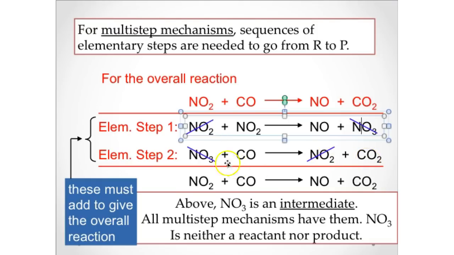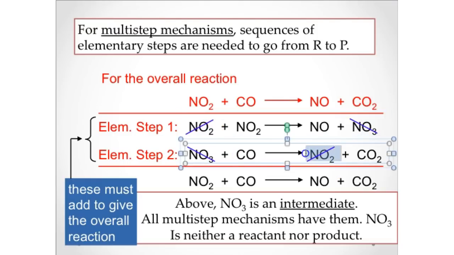Once you cancel all the substances that are found on the left and on the right, for example, NO2 is here and it's also on the right here, so you cancel it. You guys learned this already, very similar to Hess's law back when we did the thermochemistry unit. And NO3, the intermediate in this case, cancels as well. Then we're left with our overall reaction. Once we cancel, we're left with NO2, CO, NO, and CO2.